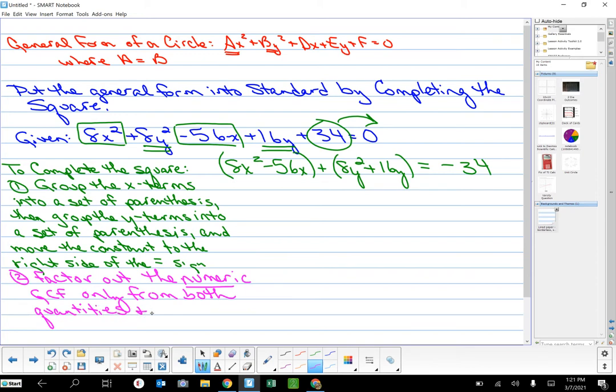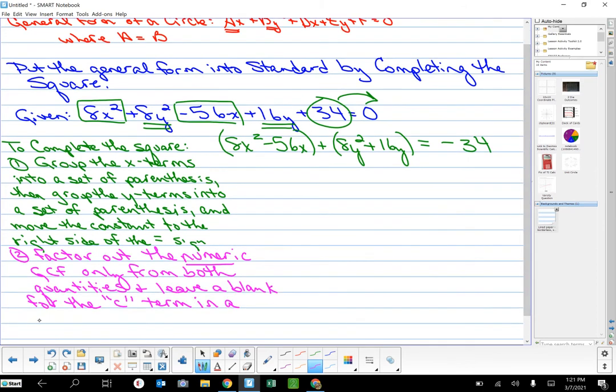And at the same time, leave a blank for the C term in a quadratic. Okay, so what we have in this first one, we have 8 and a 56. I know there's an X here as a GCF, but we're only taking out the numeric part. So we're going to take the 8 out. We're going to leave the X squared minus 7X, and we're going to put in plus a blank. So that's for the C part that we're talking about. Leave a blank for the C term in the quadratic.